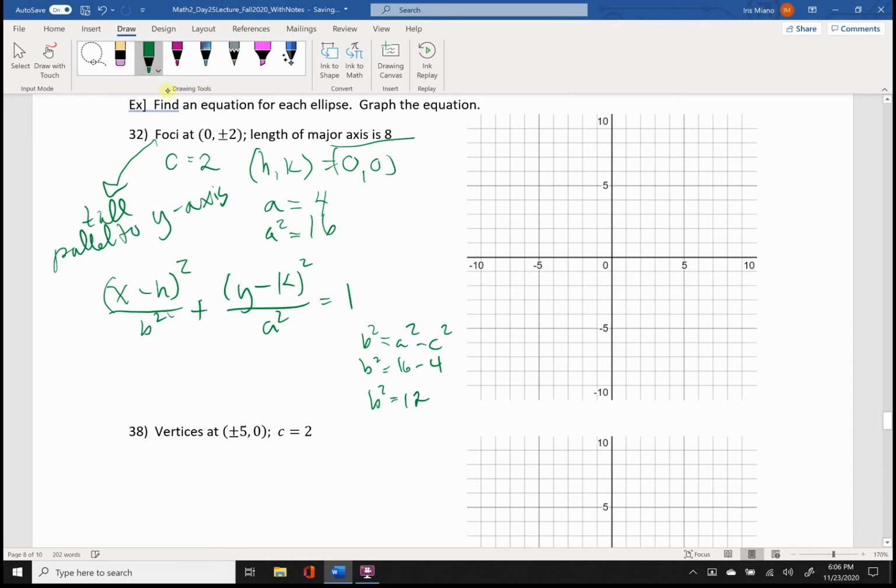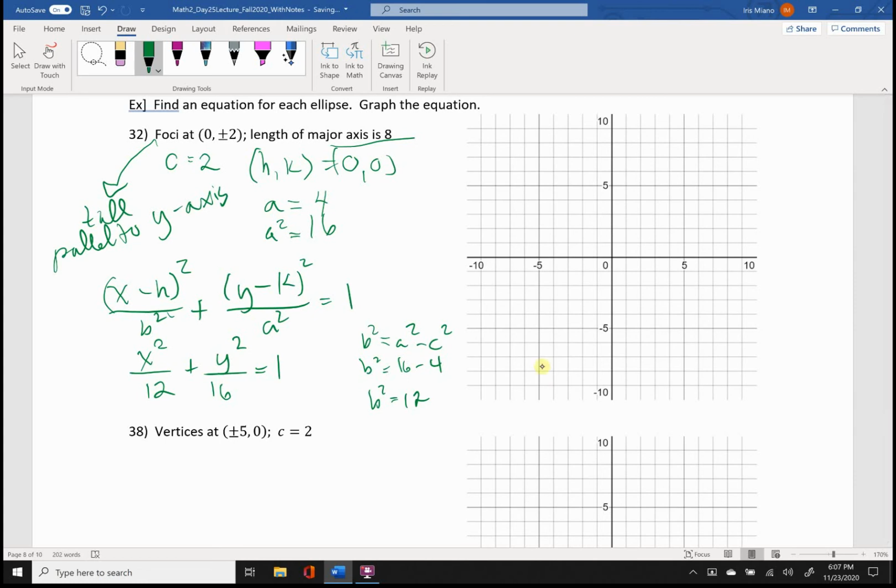Okay, but the H and the K are 0, so it's not a very important thing. We'll have x squared over 12 plus y squared over 16 equals 1. All right, and what does that look like in picture form? Well, okay, so we know that the foci, yep, that was given to us.